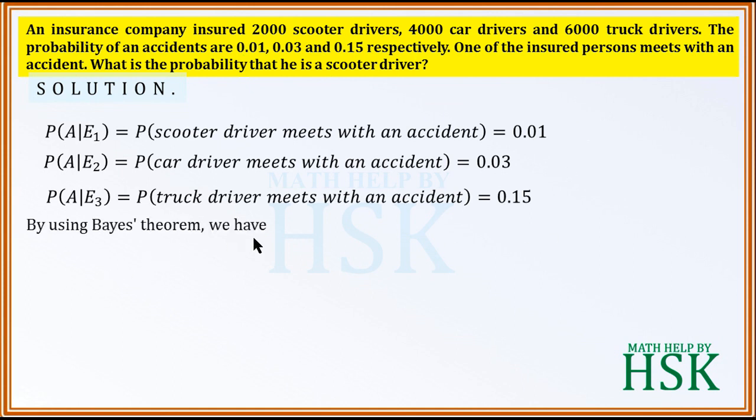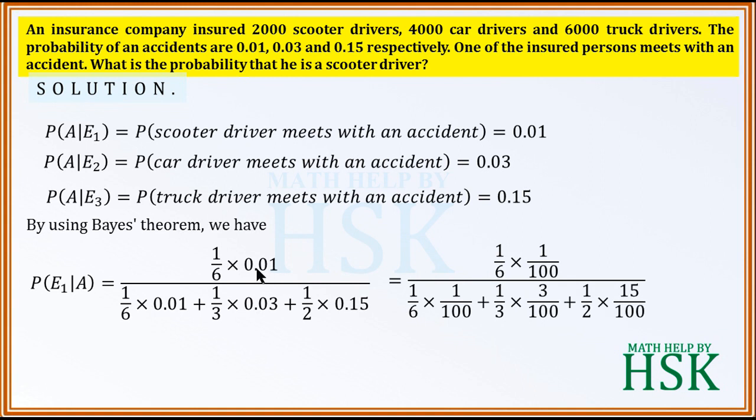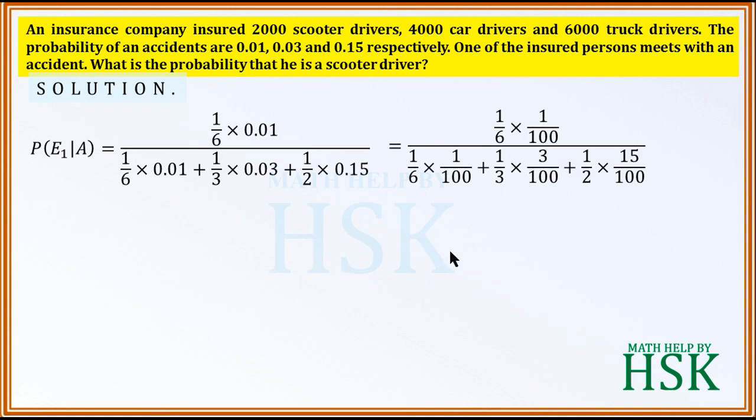So by using Bayes theorem and putting in all the required values, this is P(E1), this is P(E2), this is P(E3), this is P(A given E1), this is P(A given E2), this is P(A given E3). Now to solve further, I remove the decimal points in all these three places and write the values upon 100. So this will be 1 upon 100, this will be 3 upon 100, this will be 15 upon 100. Further, I take 1 by 100 common from all these terms and cancel. So I am going to get 1 by 6 plus 1 by 3 into 3 plus 15 by 2.